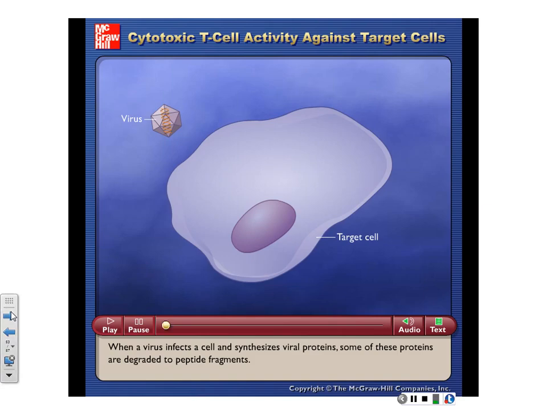And then we're going to skip through this because this is just showing how a virus infects a cell, and then it's going to be exposed on the MHC class 1. And then you can watch this cartoon later.